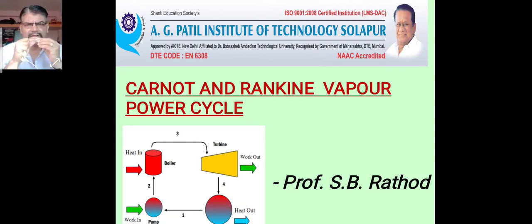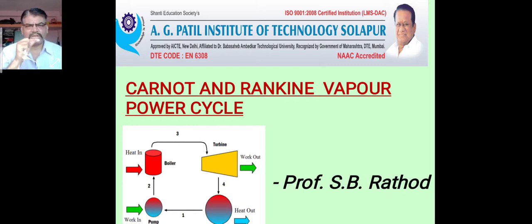In the diagram of this first PPT, you can see there are different equipment or different parts, mainly a boiler, turbine, condenser, and pump, which work in a cyclic manner.